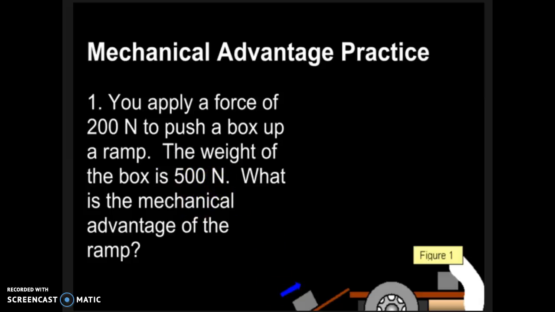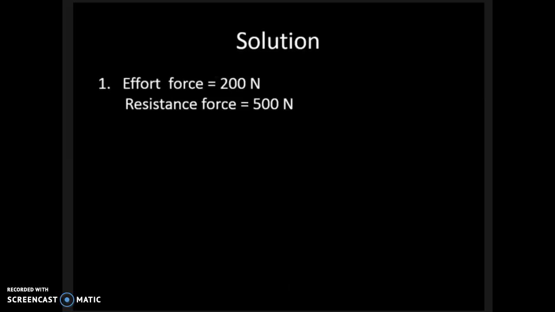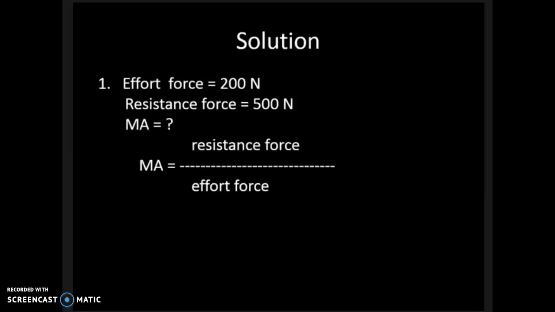So when we plug those into our formula, we have an effort force of 200 newtons and a resistance force of 500 newtons. Our formula is resistance force divided by effort force. So the 500 goes on top, the 200 goes on the bottom, and we end up with a mechanical advantage of 2.5, and there are no units.